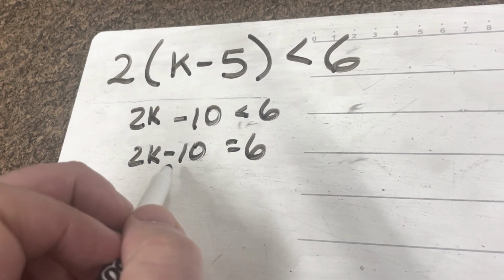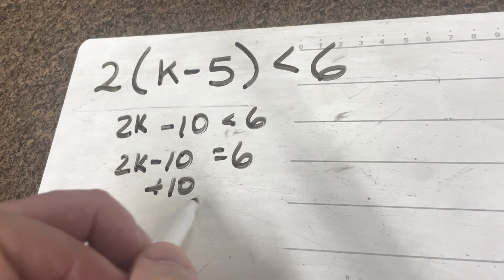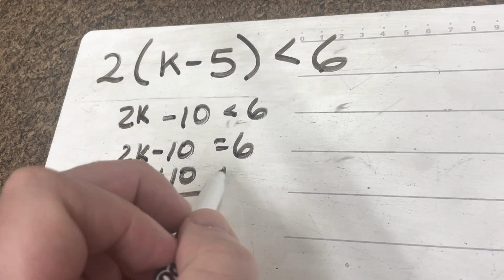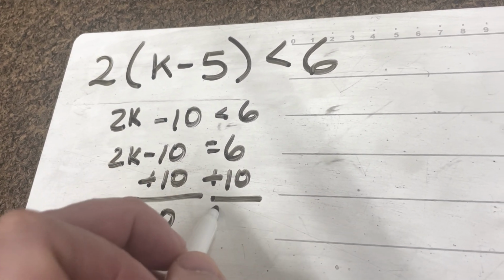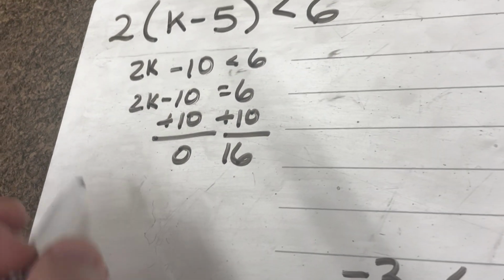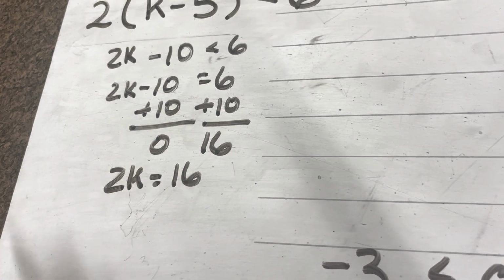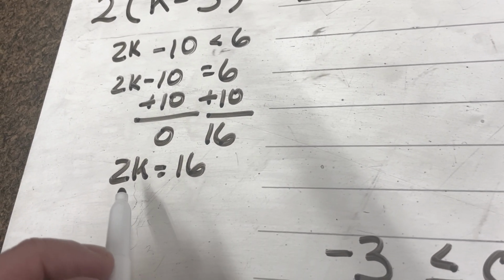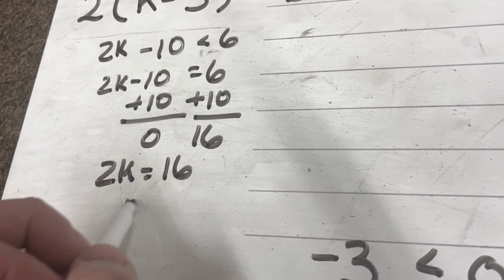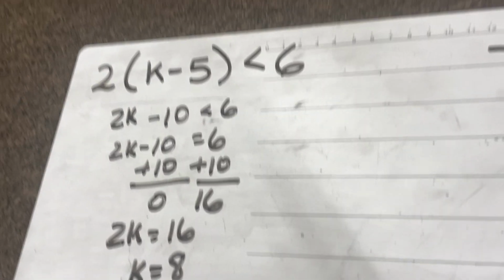Got to isolate the 2k by adding 10 to both sides. I'm going to add 10 here. That's going to be 0. I'm going to add 10 here. That's going to be 16. I end up with 2k equals 16. Well, if I divide both sides by 2, I'm going to get k equals 8.